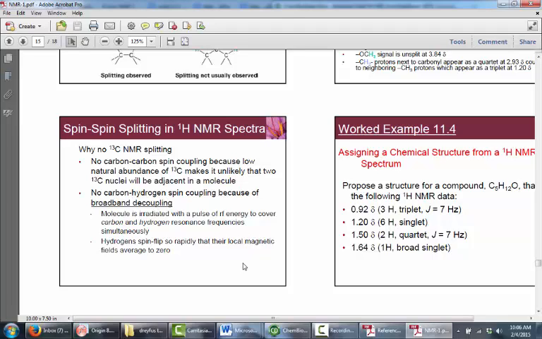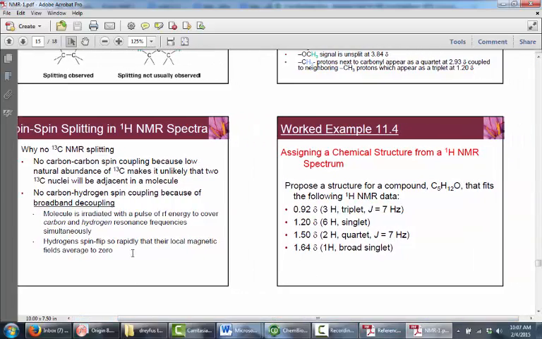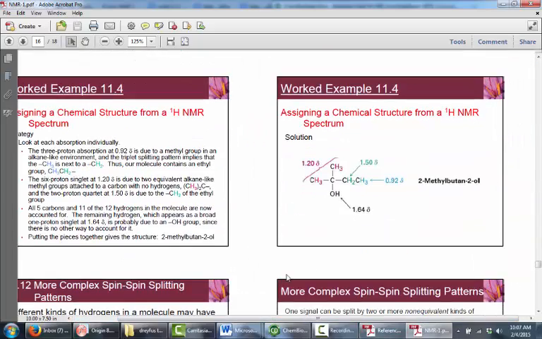And the reason you don't have splitting, so the protons, you have no carbon-hydrogen spin coupling, is because of what's called broadband decoupling. That means that when you're actually running this carbon-13 spectrum, you irradiate the molecule with a pulse of RF frequency, and the hydrogens spin flip pretty rapidly so that their local fields average to 0, and the carbon atoms are not seeing any different environment depending on the fields. But that's a good question.